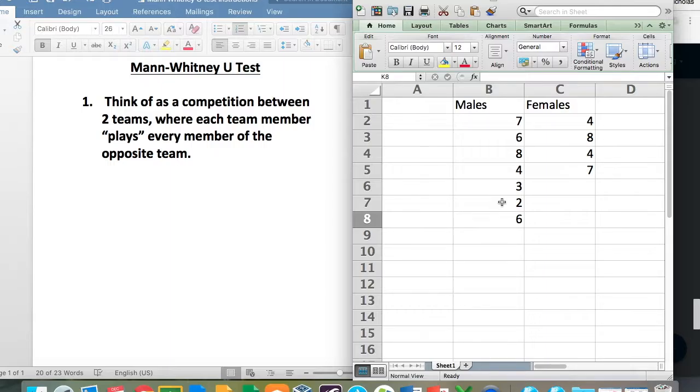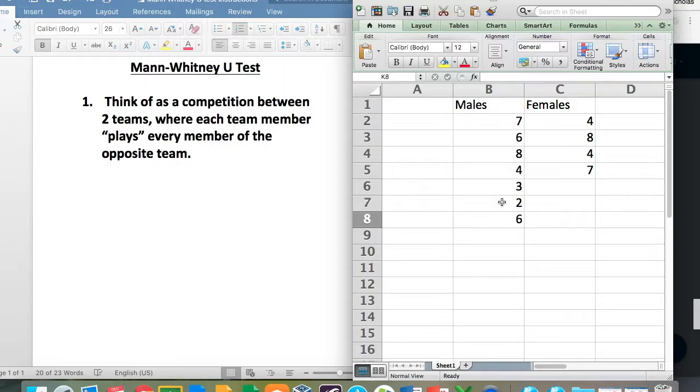Okay, so the first thing to do is to have a look at it and think about which will be the winning team, if you like, which team will have the highest average. And if we look here, I'm guessing probably that the females are going to be slightly lower than the males, but we'll do it for each anyway.